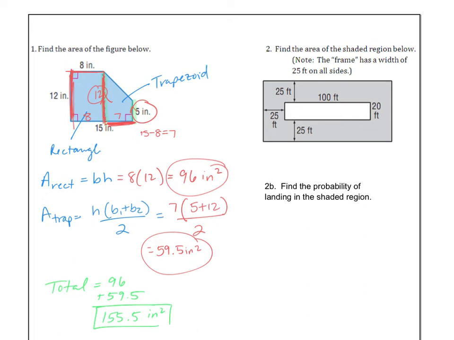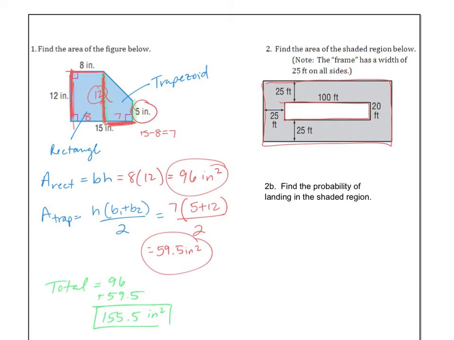Number 2, find the area of the shaded region below. Note the frame has the same width of 25 feet on all sides. So we're going to try to find the area of just the shaded part. I'm thinking we need to take the area of the big rectangle, which is like this whole area as if it was all filled in, and then find the area of this little rectangle and subtract the little one out, kind of like taking out a donut hole.